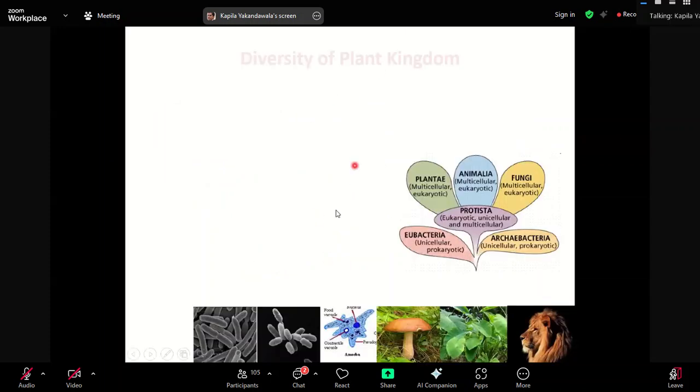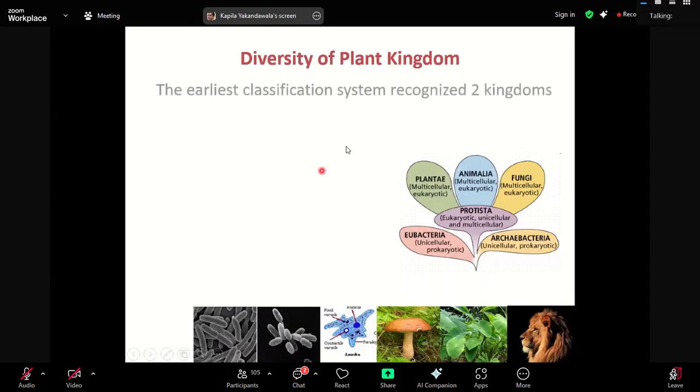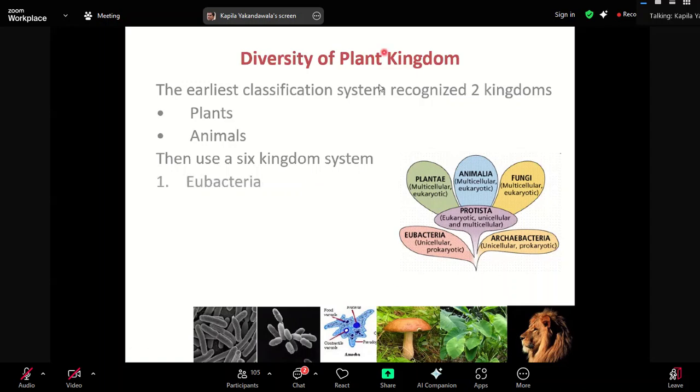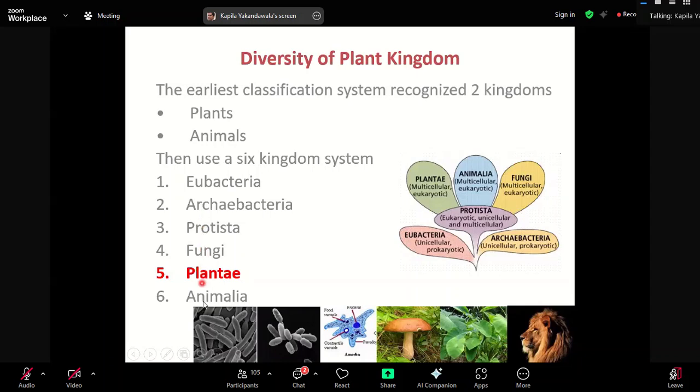Right. So with that, let me move to the diversity of the plant kingdom. If you look at the history, early on we used a two-kingdom classification, plants and animals. We put all these things into two groups. You might have learned this system, probably. Then people recognized the six kingdom system: eubacteria, archaebacteria, protista, fungi, plantae, animalia. And plants belong to kingdom plantae. This was the next step.